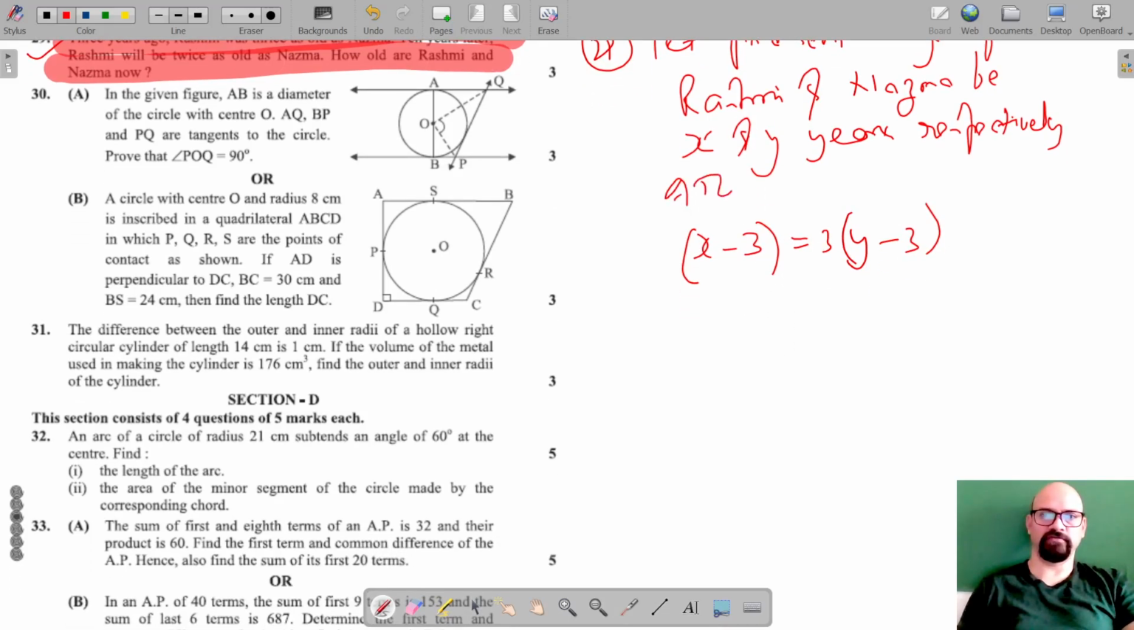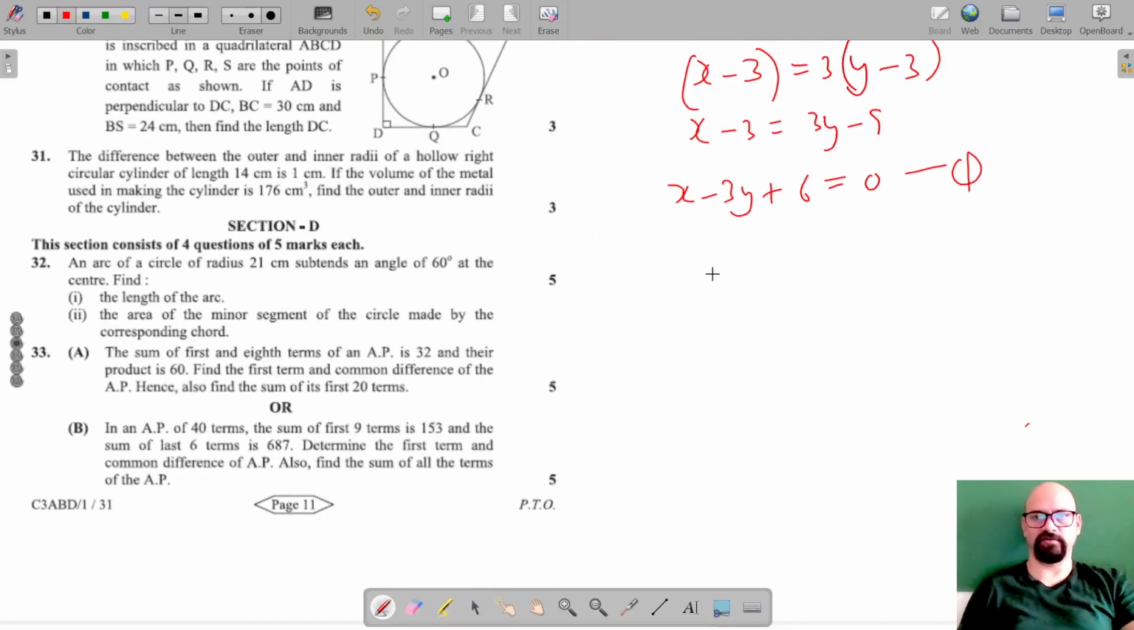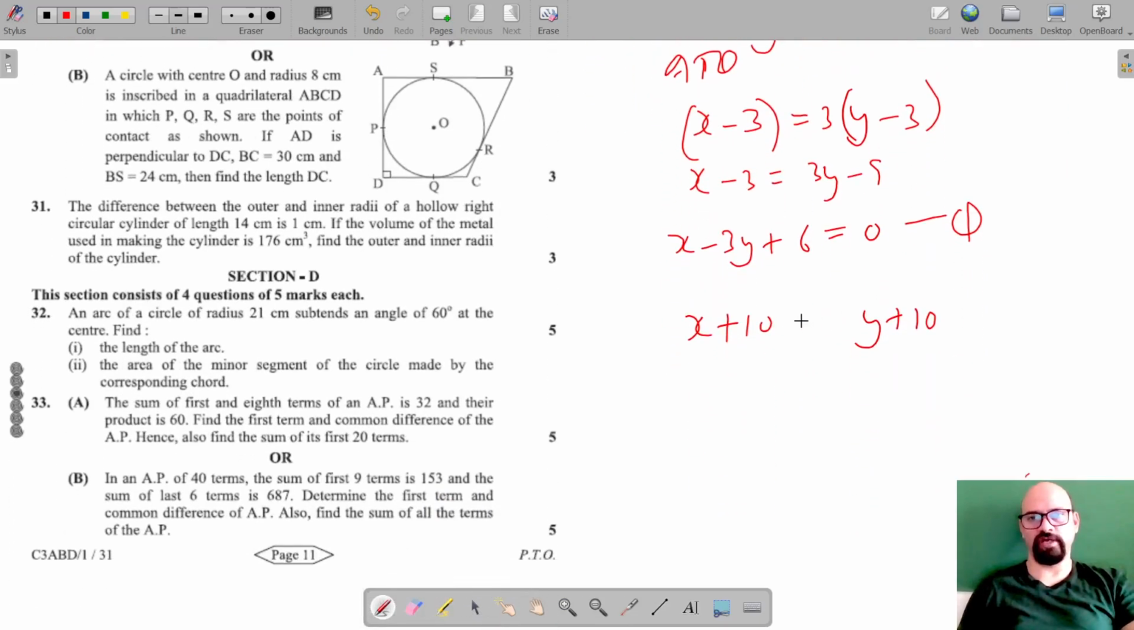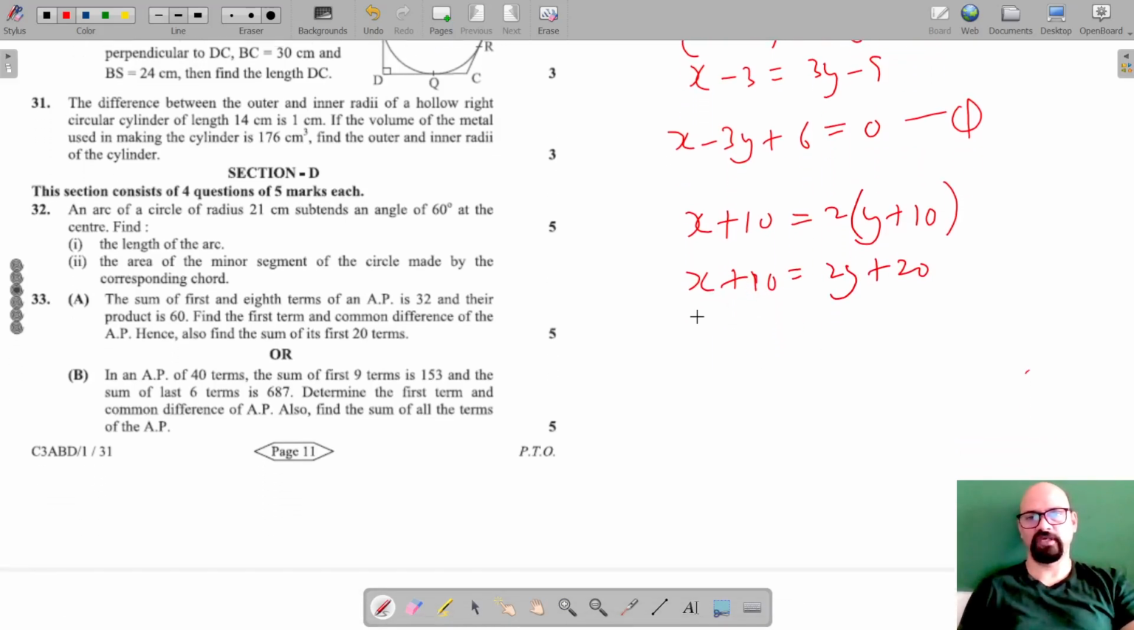So this gives us the first linear equation, x minus 3 is equal to 3y minus 9, which is x minus 3y plus 6 is equal to 0. Let this be the first equation. Now 10 years later, their ages will be x plus 10 and y plus 10. Now, Rashmi will be twice as old as Nazma. So, x plus 10 is equal to 2y plus 20. And this gives us the second equation as x minus 2y minus 10 is equal to 0.